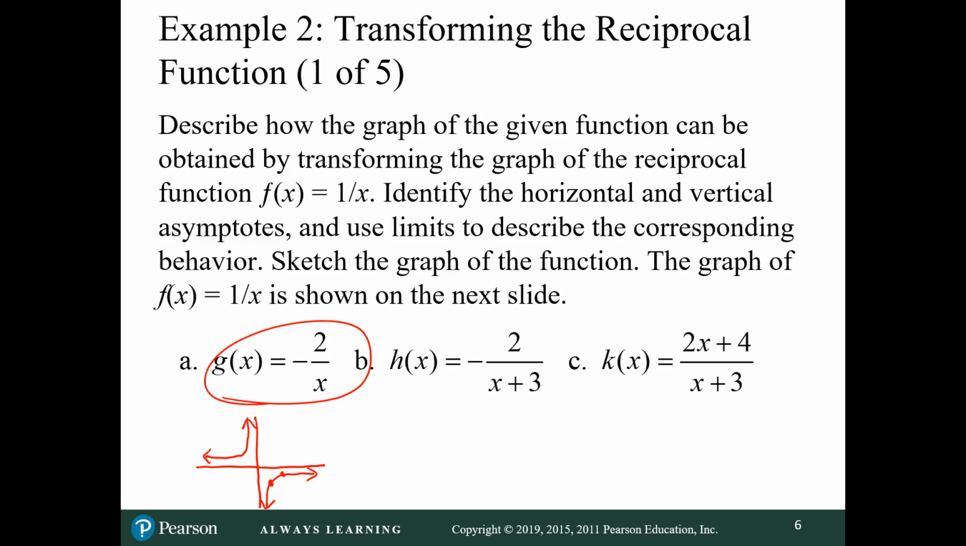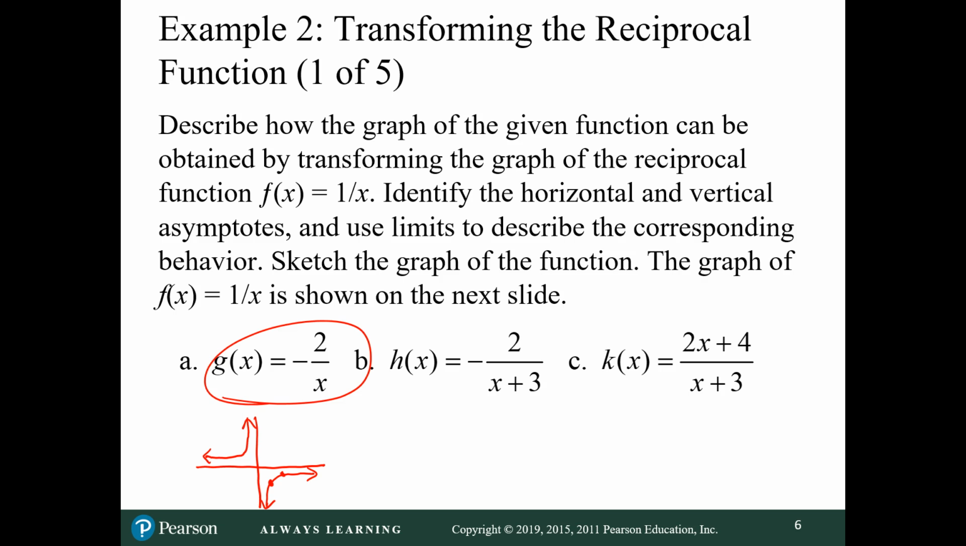Does it have a vertical asymptote? Yes, at x equals 0. Does it have a horizontal asymptote? Yes, at y equals 0. What is the domain? Well, it's negative infinity to 0, 0 to infinity. Range, same thing, negative infinity to 0, 0 to infinity. Okay.